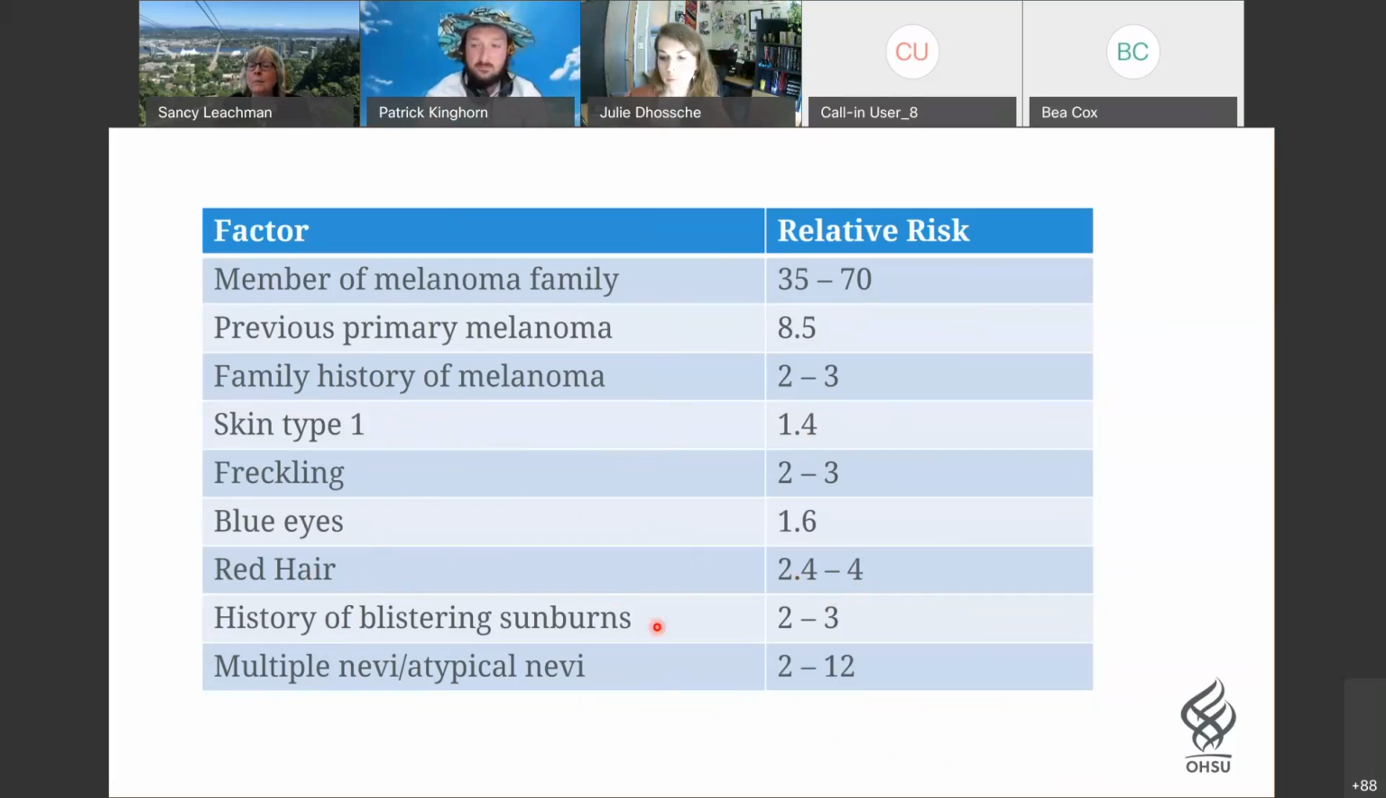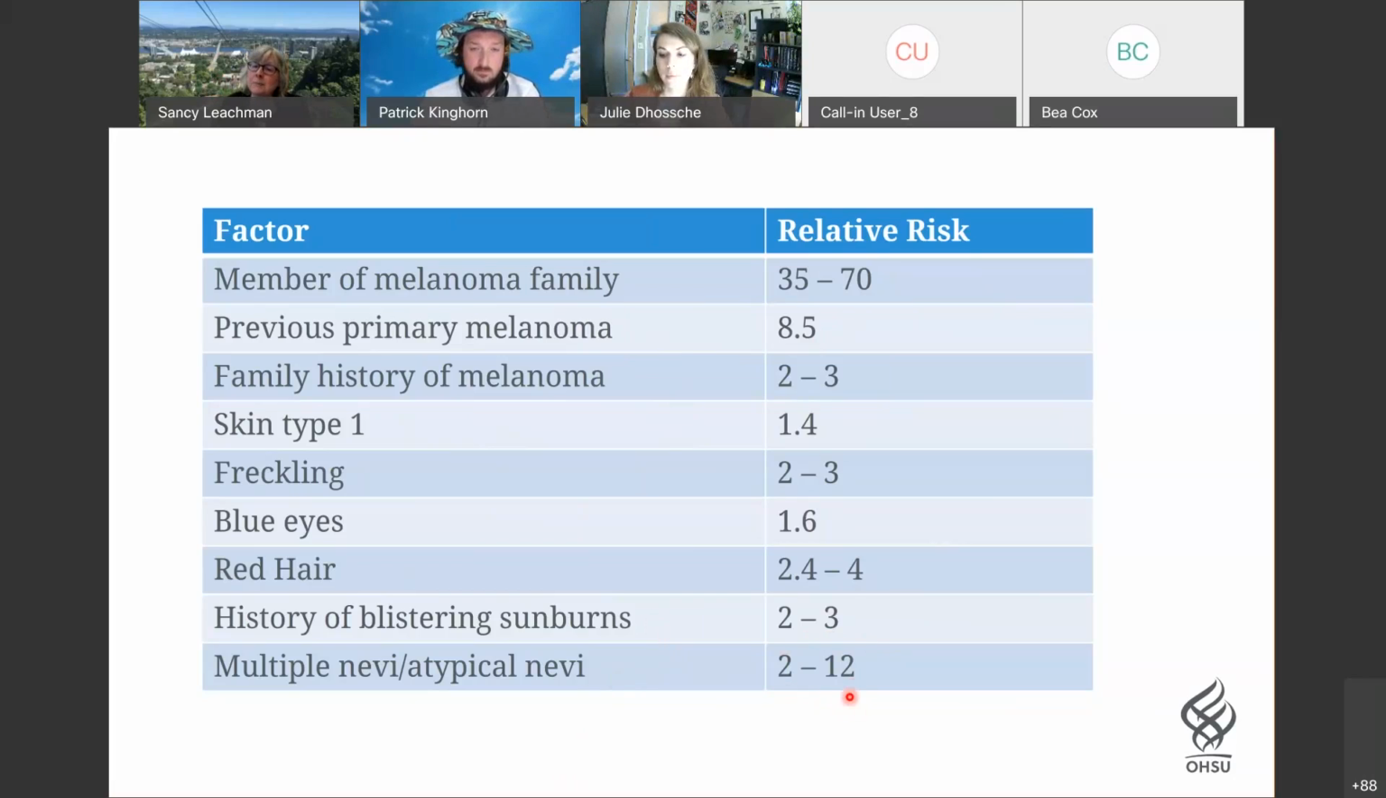What about blistering sunburns? If you've had a severe sunburn that caused blistering, even a single one of those will increase your risk 2 to 3-fold over your lifetime of getting a melanoma. And if you have multiple moles or multiple atypical, funny-looking moles on your body, that can cause an increase of between 2 and 12.